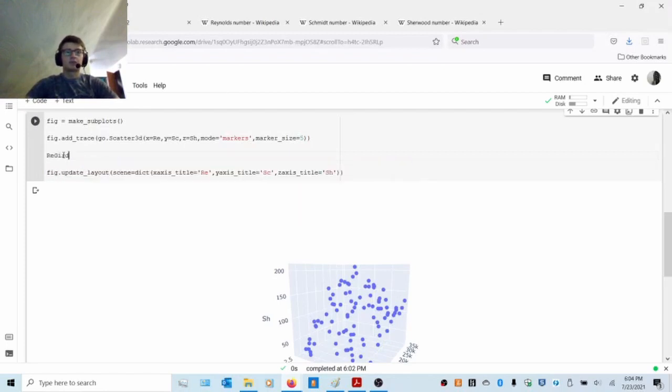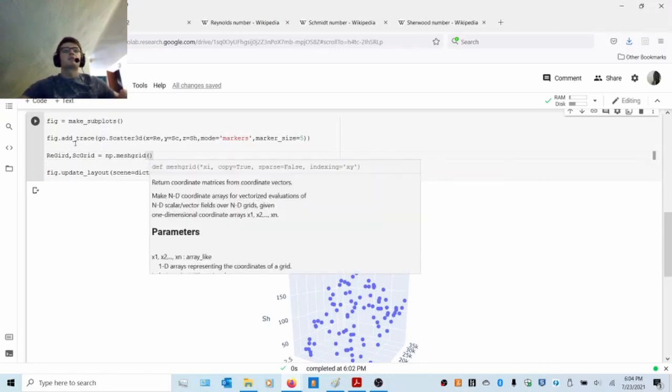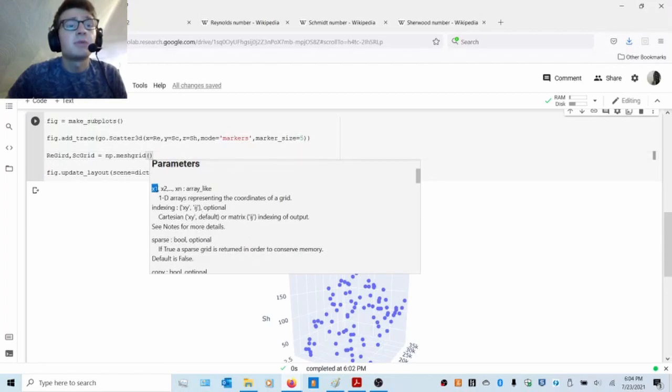So we're going to say that Reynolds for grid purposes and the Schmidt number for grid purposes is equal to this function, a NumPy function called meshGrid. I spelled it wrong. meshGrid, yeah, it likes it. What meshGrid does is mainly create grids. It takes the first array you give it and generates the second array relative to the first. So we're going to give it a bunch of Reynolds numbers first, and it's going to give us a bunch of Schmidt numbers relative to those Reynolds numbers. Reynolds numbers should stay constant, Schmidt numbers should vary for this one.